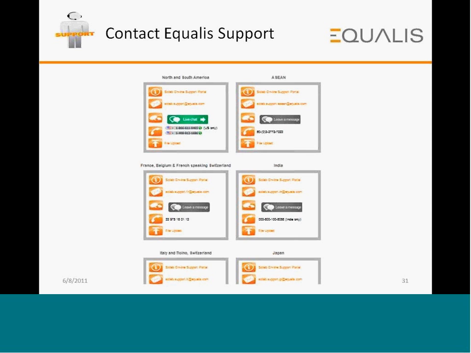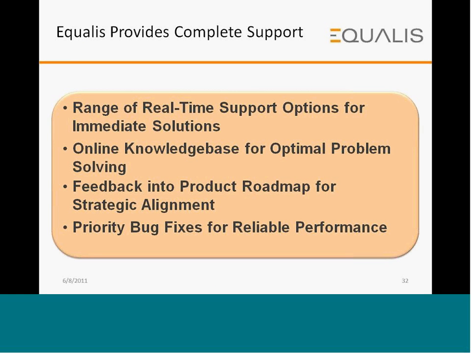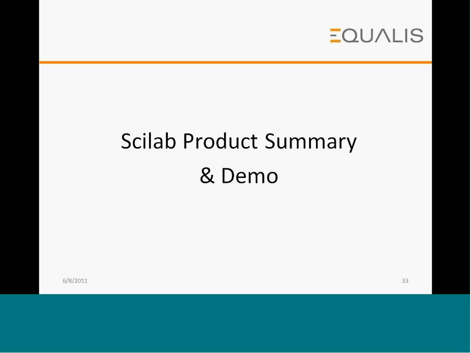When you go to our site and you hit on the contact page, you'll see a dashboard which looks like this. And I'm talking about Chennai in India. Right now, if you go to the India section, you will find this live chat to be green. So you click there, talk to our agent if you are under support subscription. We provide a range of real-time support options for immediate solutions, online knowledge base for optimal problem solving, feedback into product roadmap for strategic alignment, and priority bug fixes for reliable performance.